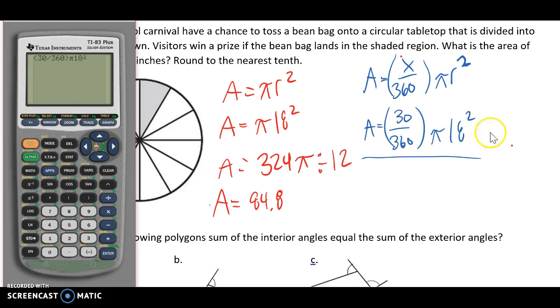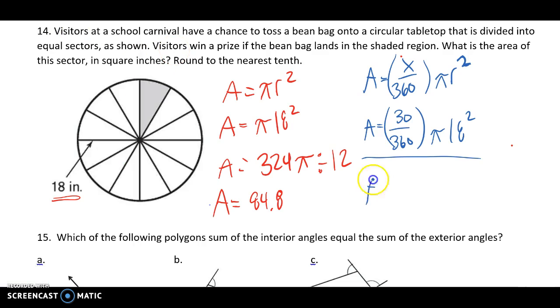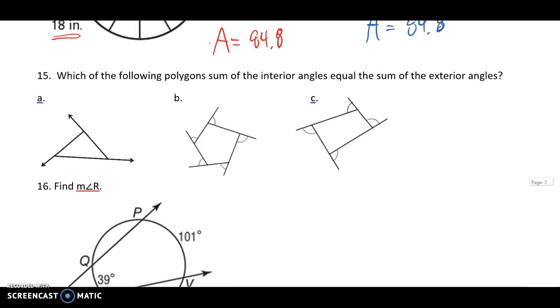So it looks exactly like it looks right here in the problem. Okay, and we'll find that we'll get the same answer we got before. Area equals 84.8. So just two ways to work this problem. Whichever way you feel more comfortable with, you can roll with, but you should understand both of them. Okay, so moving right along.